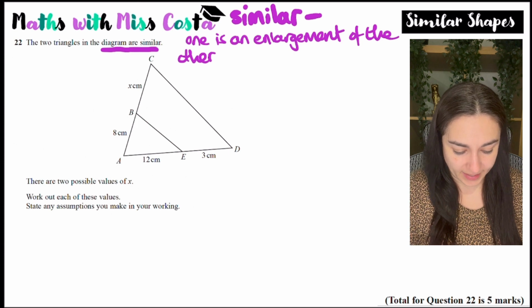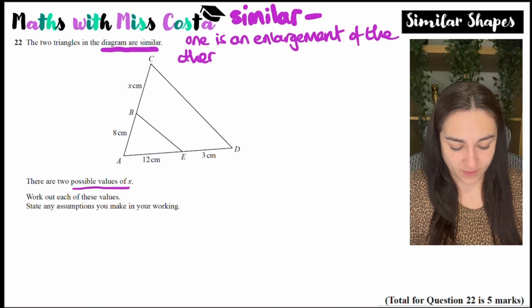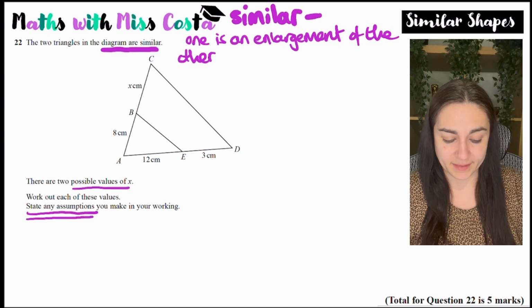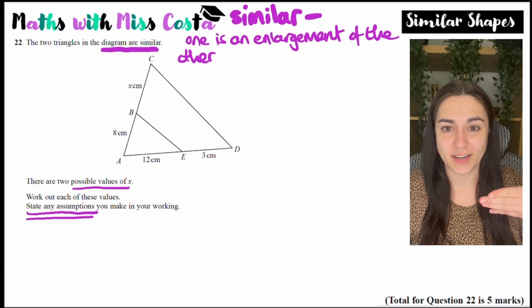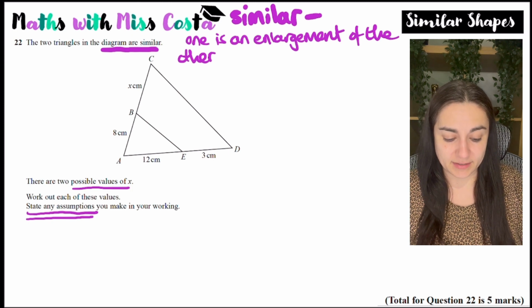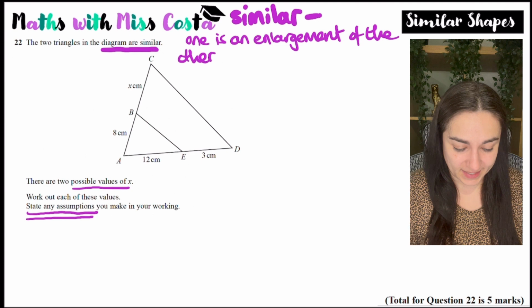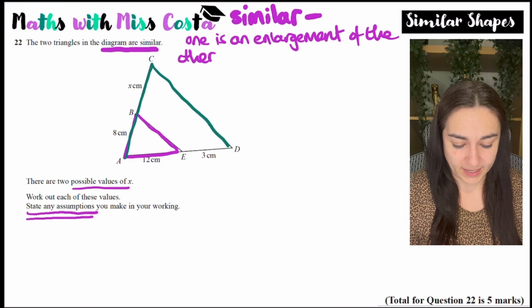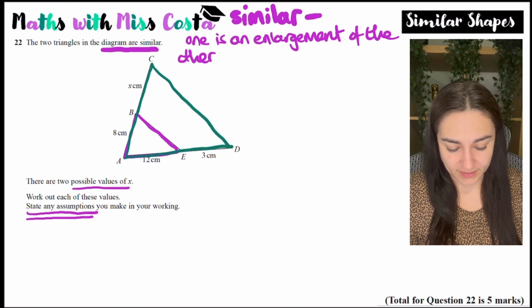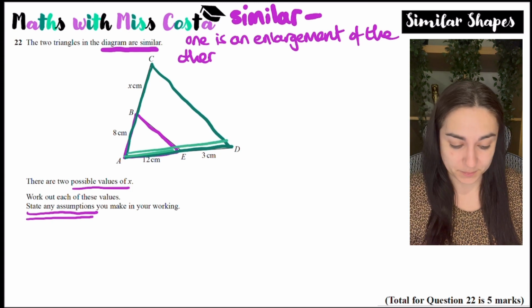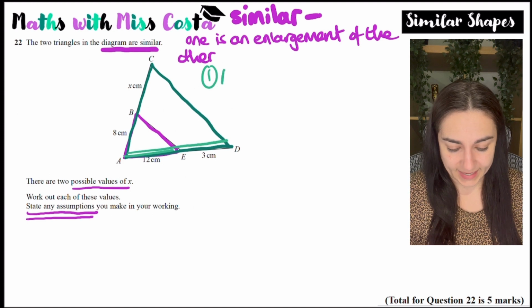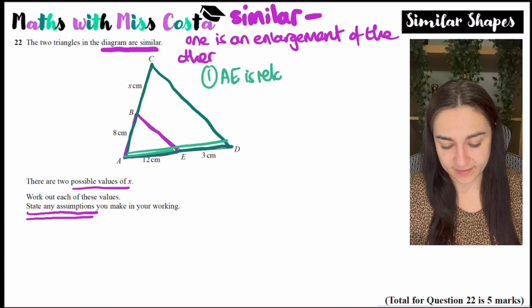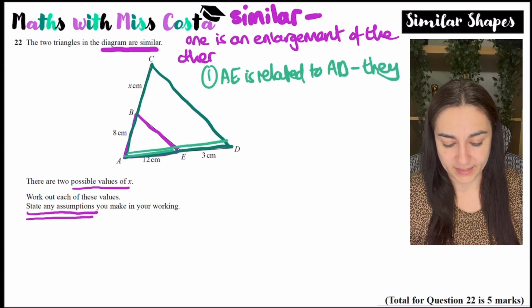Now, I'm told that there are two possible values of x and that I need to state any assumptions that I make in my working. So I know these triangles are similar, but I don't know which sides correspond to which. The most straightforward assumption that you would make is you'd say, okay, this triangle here, if I just enlarged it, makes this triangle here. So therefore, the bottom two sides, AE, must correspond to AD. So the first assumption that I would make is that AE is related to AD. So they are corresponding sides.